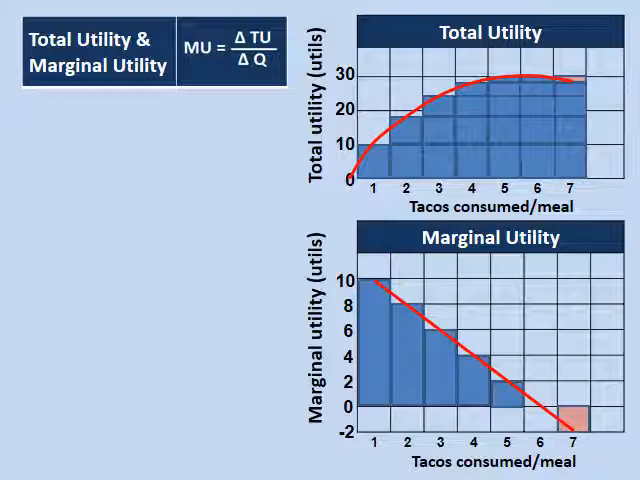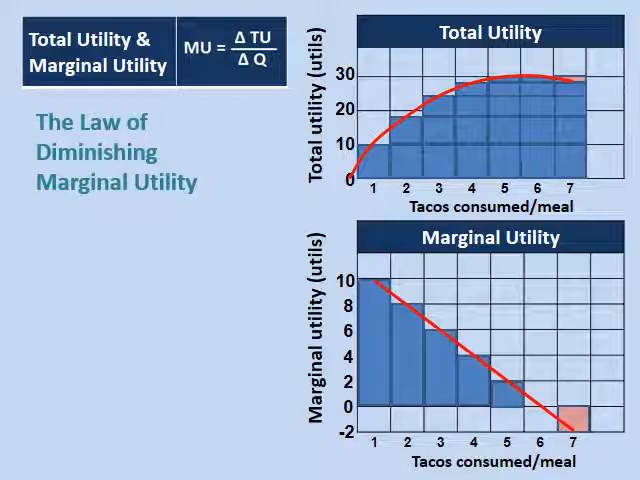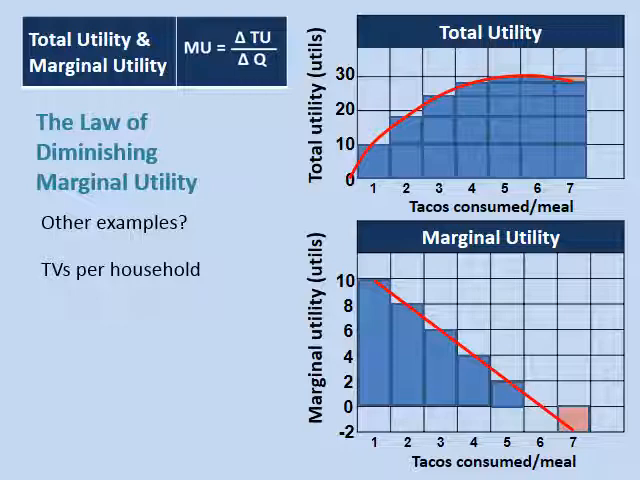The shape of the marginal utility curve, declining as we consume more and more of a good, which causes our total utility curve to climb but at a slower and slower rate, is known as the law of diminishing marginal utility. And it's not just for tacos. How about televisions? A first television in a household would provide a lot of utility, as now you can watch television. A second TV would allow you to watch it in another room, but wouldn't have anywhere near the utility of the first. Same thing for cars.